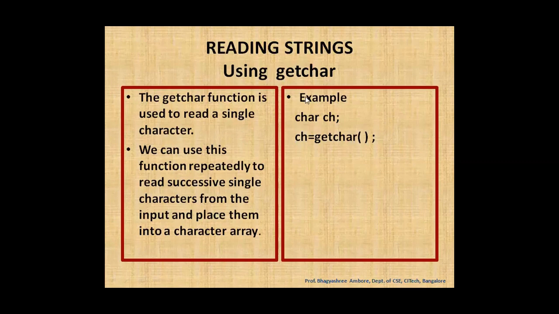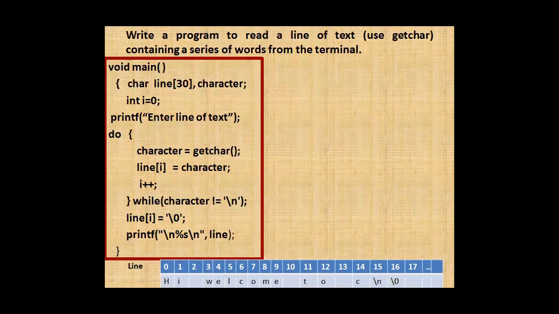For example, how to use this? I have declared one character variable, ch equals getchar. Now in this ch, how many values can I read? Only one. You enter your name, any name. Say you enter New York. But this reads only N and assigns it to ch. What about the others? If you want to read them, then you have to use this statement repeatedly in a loop. One example I have written, we'll see what this example does.